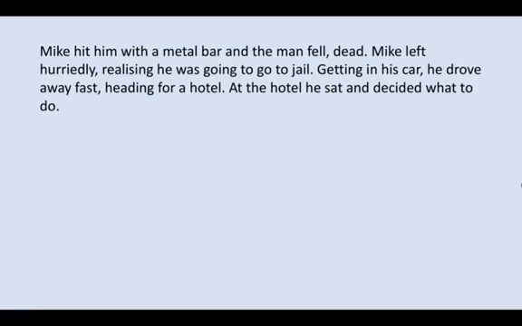Mike hit him with a metal bar and the man fell dead. Mike left hurriedly, realizing he was going to go to jail. Getting in his car, he drove away fast, heading for a hotel. At the hotel, he sat and decided what to do.